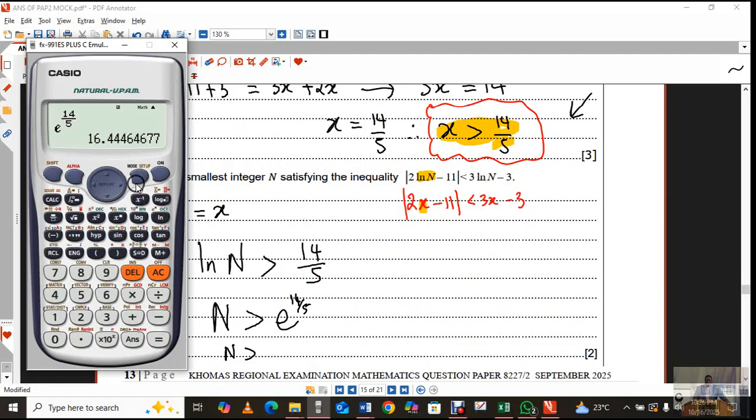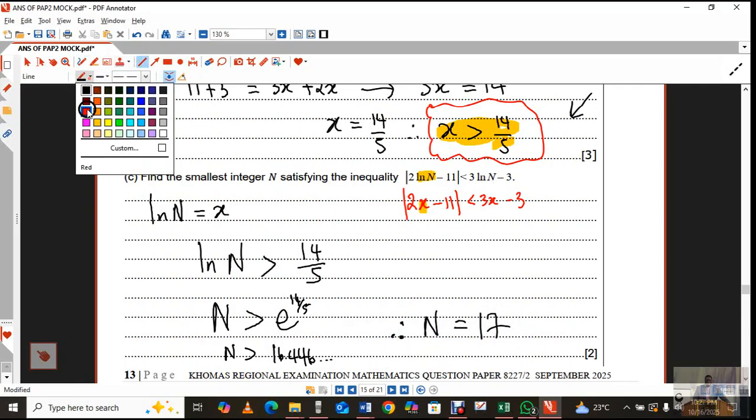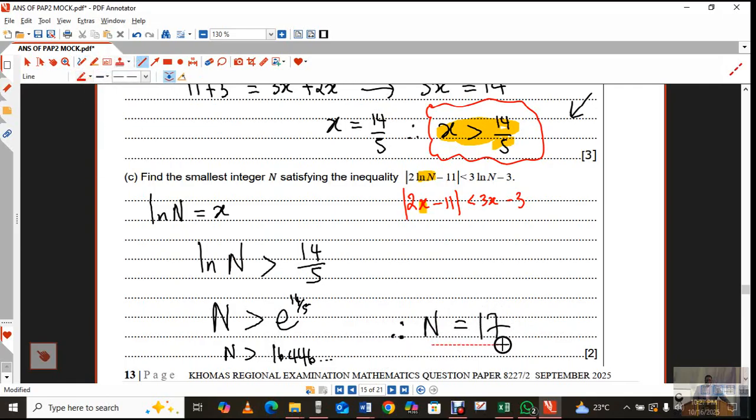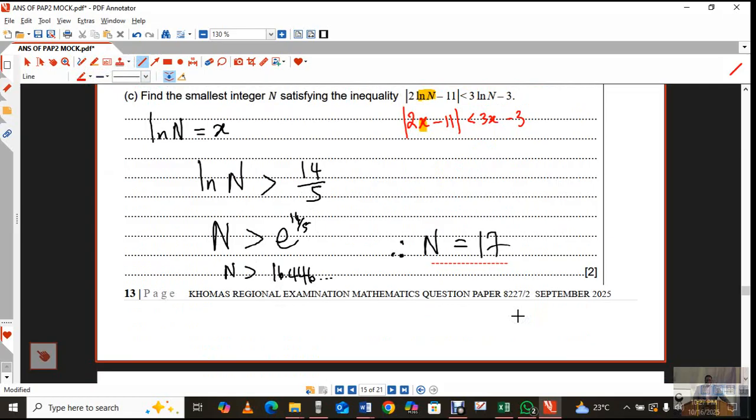Okay, this is 16.446 and so on. What integer is greater than that? Therefore, the integer must be what? 17. That's the next number that is greater than 16 point something. Okay, that's the solution. That's what we are looking for in this case.